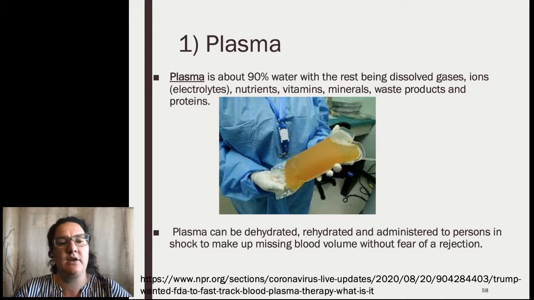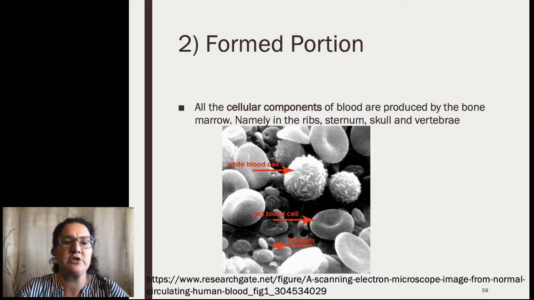Burn victims end up needing a lot of plasma because people lose a lot of water through burned tissue because it's moist. The skin isn't there to protect it anymore. It's also given to people who need massive immediate rehydration of their blood due to blood loss. The formed portion of blood is the cellular components: red blood cells, platelets, and white blood cells. They're made by the bone marrow, predominantly in the ribs, sternum, skull, and vertebrae.